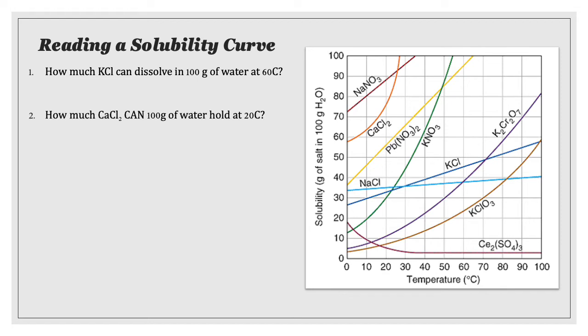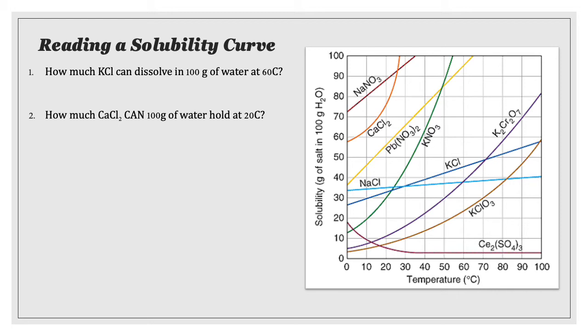All right, so question number 2 says how much calcium chloride can 100 grams of water hold at 20 degrees Celsius. So I'm going to find calcium chloride, CaCl2, and it's the orange line kind of up in the upper left-hand corner. Everybody see it? CaCl2.